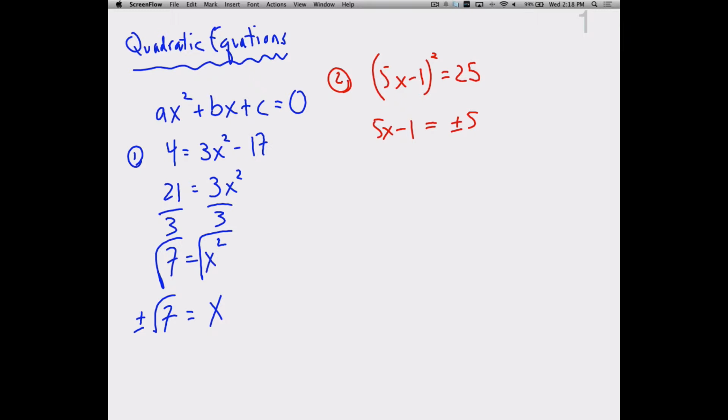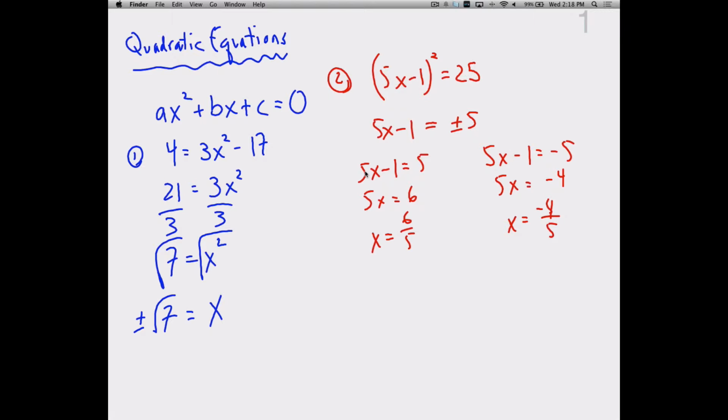Now, hold on. Let me stop for a second. We can do this as one equation, or we can split it into 2 separate equations. Which would you prefer? 2 separate. Okay, we can split it. 5x minus 1 is equal to 5. 5x minus 1 is equal to negative 5. Solve both of those. 5x is equal to 6, x is equal to 6/5, and 5x is equal to -4, so x is equal to -4/5. Two answers, it's a quadratic, I'm happy.